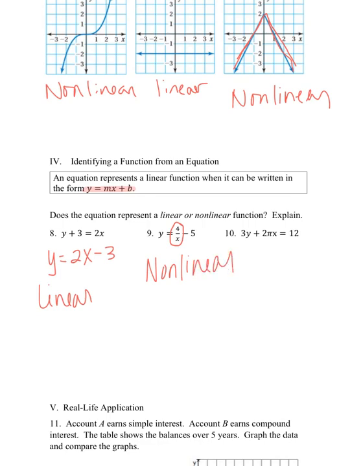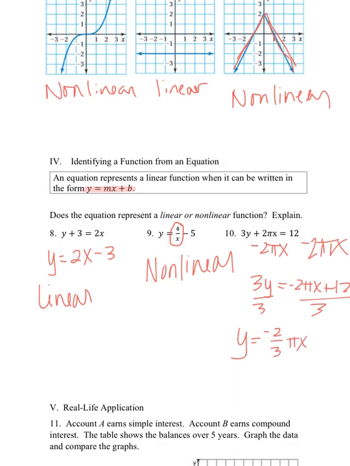Now this next one looks a little tricky, but if you just simplify it, by subtracting 2 pi x from both sides, you rewrite it, it's going to be 3y equals negative 2 pi x plus 12. Divide by 3, and you're going to see it is y equals negative 2/3 pi x plus 4.